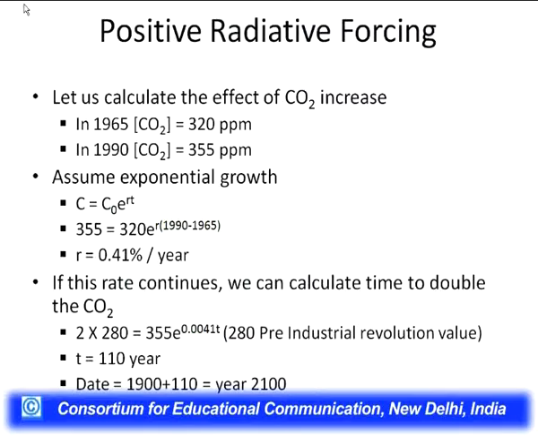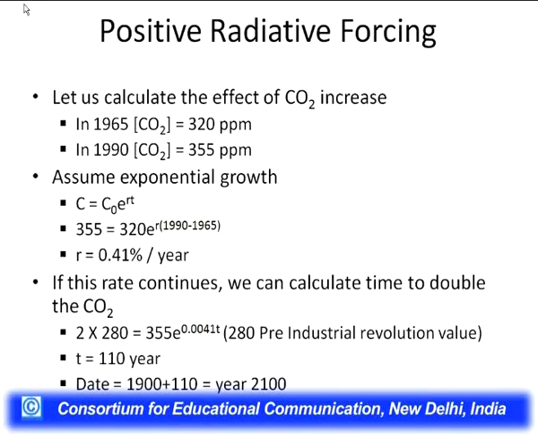So there is an increase of 0.41% of CO2 every year, but one should keep in mind that the growth is not linear. This 0.41% is not constant because it is an exponential growth. Next year it will change, again it will change significantly. If this rate continues, what time will it take to double the concentration of CO2 in the atmosphere? We should calculate that here. We have taken 280 ppm as the initial value of CO2 because that was the concentration during the pre-industrialization period. With the help of this, we can calculate T as 110 years.